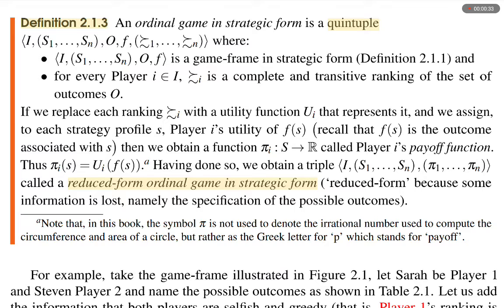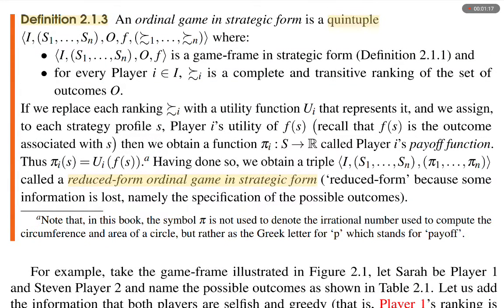[I, (S_1 through S_n), O, f, (≿_1, ..., ≿_n)], where, bullet point 1, the elements I, S_1 through S_n, O and f form a game frame in strategic form, Definition 2.1.1.